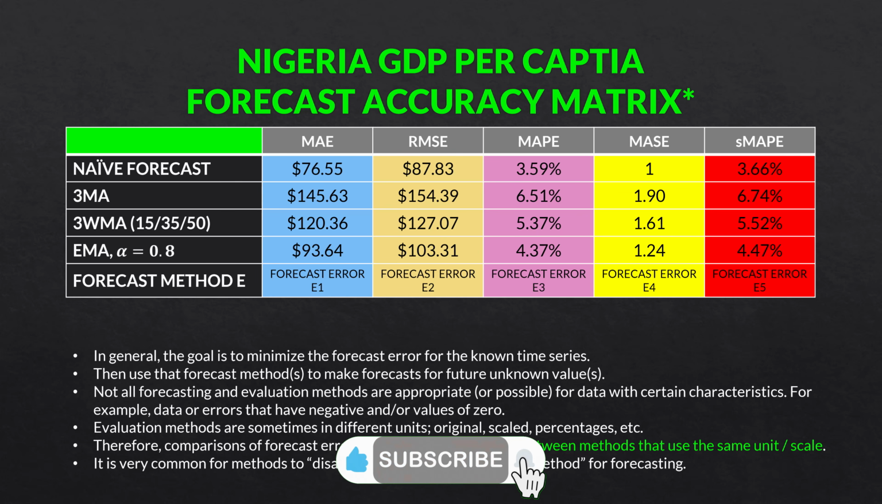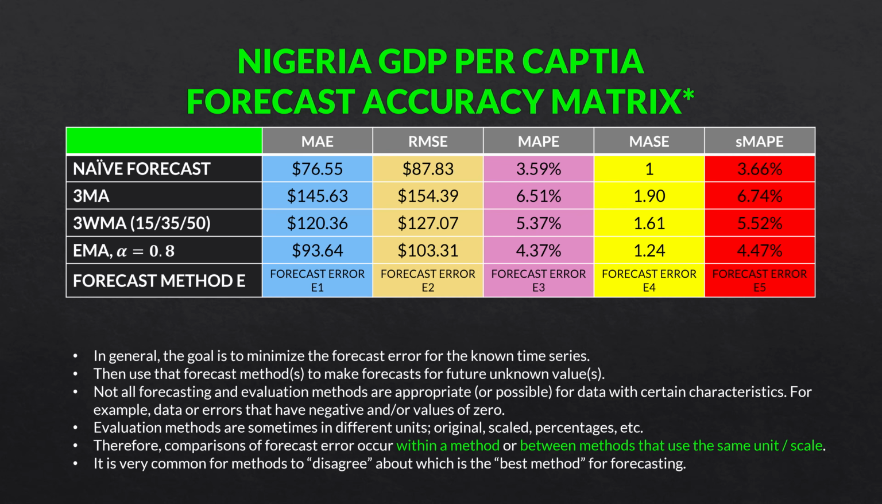We have added the exponential moving average there on the 4th row. We can see that for the MAE, or the mean absolute error, the exponential moving average, again, falls exactly where we would expect it to. It is better than the 3-period weighted moving average above it, but not as good as the naive forecast method at the top. Same thing for the root mean square error. It falls in the exact same spot. Same thing for the mean absolute percentage error. It falls in the exact same spot.